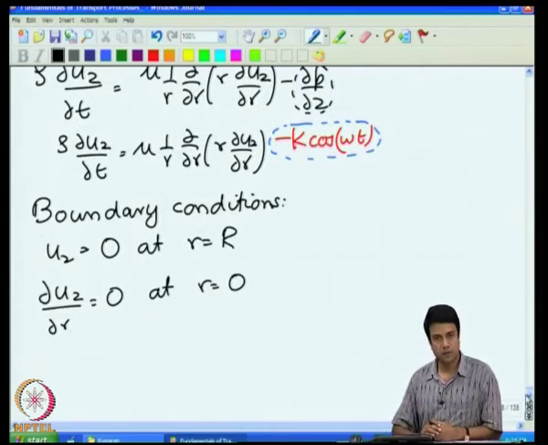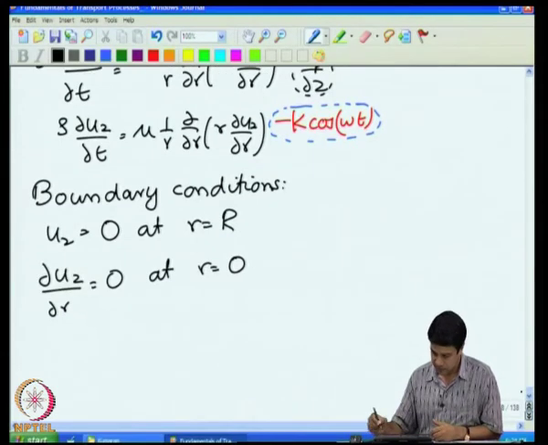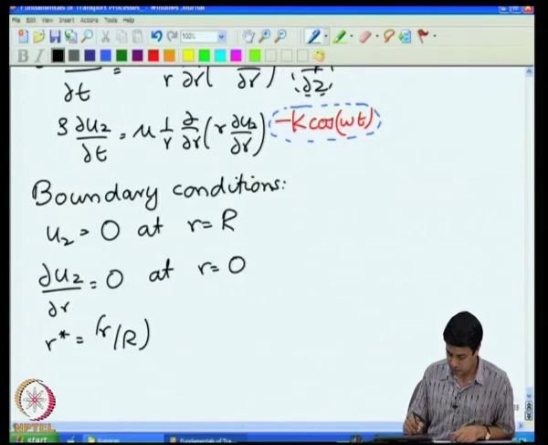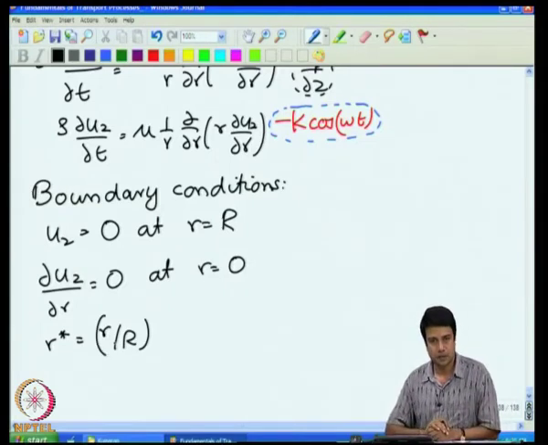It is preferable to work in terms of scaled coordinates, as always. The natural scaling for the radial direction is r star is equal to r by capital R. So, that gives me the spatial scaling. What about the scaling for time?